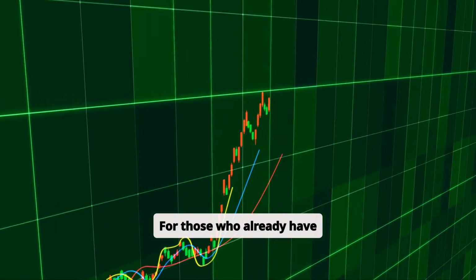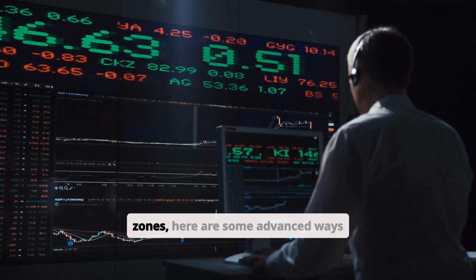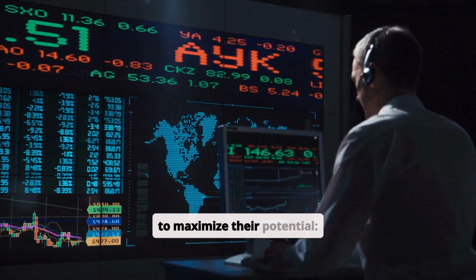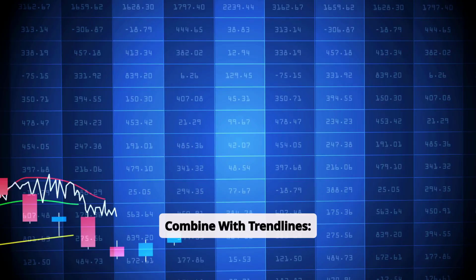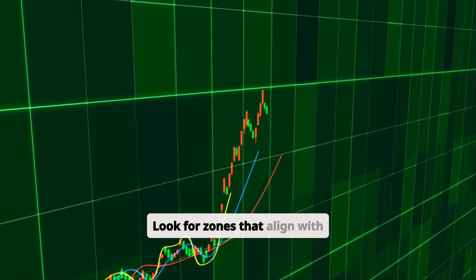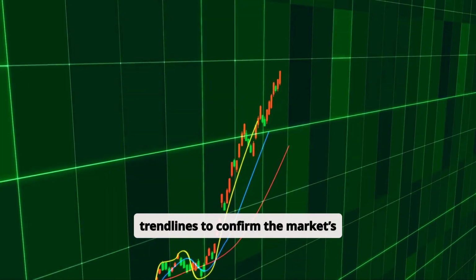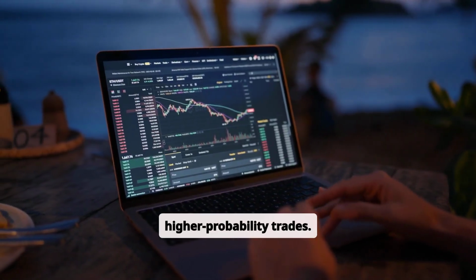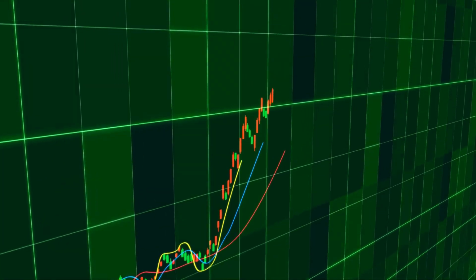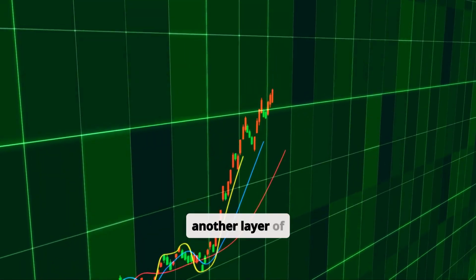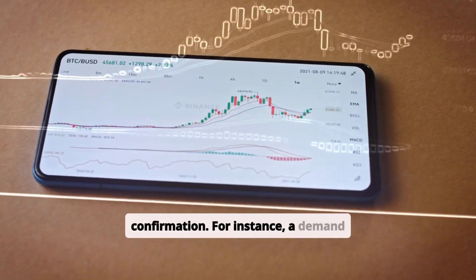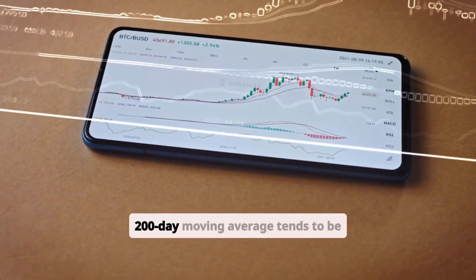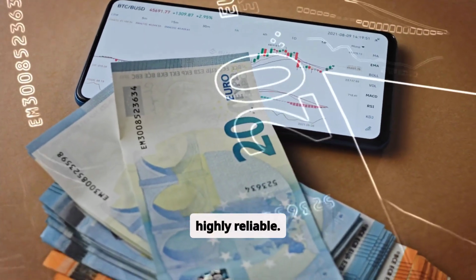For those who already have experience with supply and demand zones, here are some advanced ways to maximize their potential. Combine with trend lines. Look for zones that align with trend lines to confirm the market's direction. This combination often creates higher probability trades. Use moving averages. Moving averages can act as another layer of confirmation. For instance, a demand zone aligning with the 200-day moving average tends to be highly reliable.